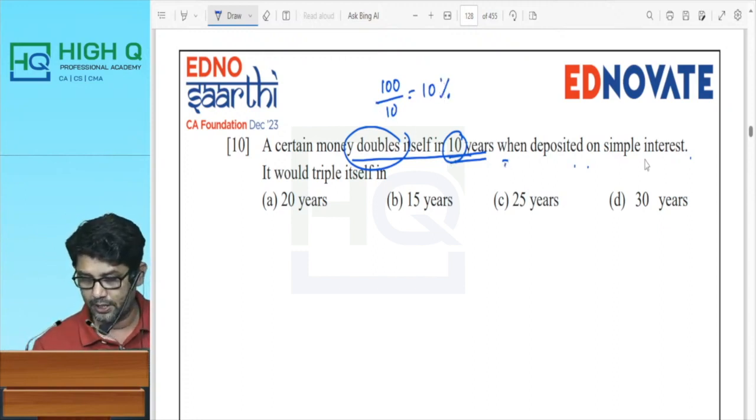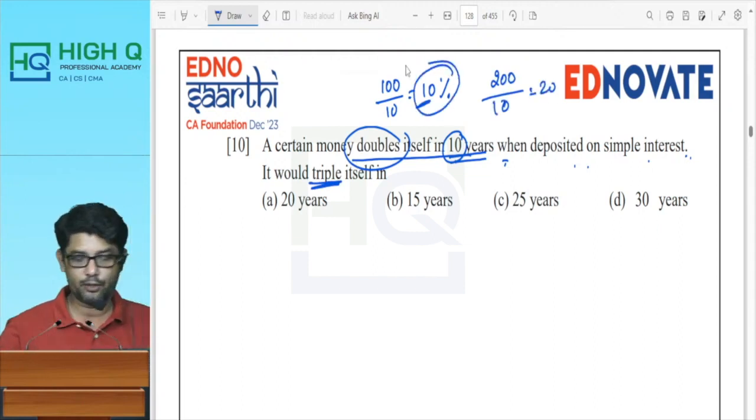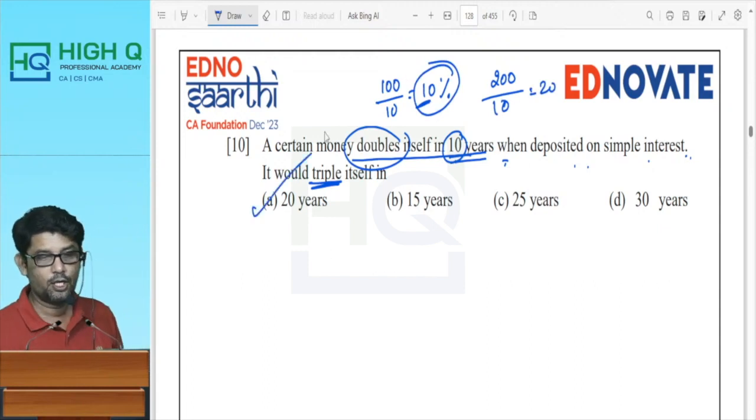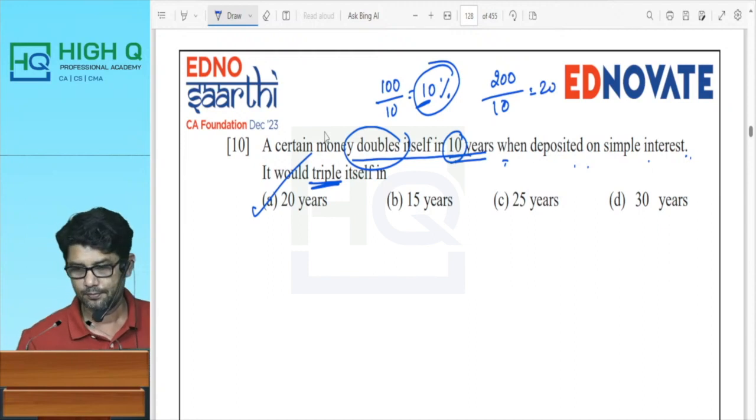When deposited on simple interest, it would triple itself. Triple means what you'll do? 200 divided by 10. See, this rate of interest we have to use. So our answer is 20 years. Are you getting it?